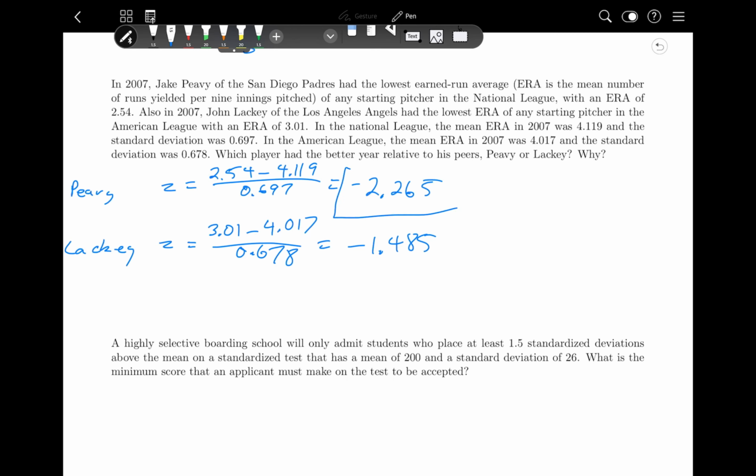So in this case, the person who did better relative to his peers is Jake Peavy, because he had a lower Z-score. So he was farther from the mean for his peers than John Lackey was for his peers. Okay, so that's how you calculate a Z-score and how you can compare them.